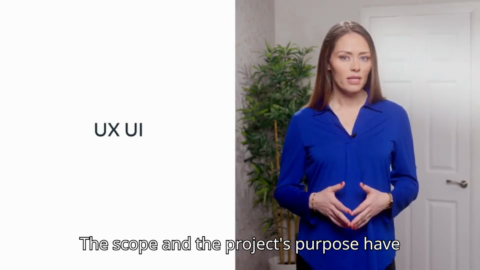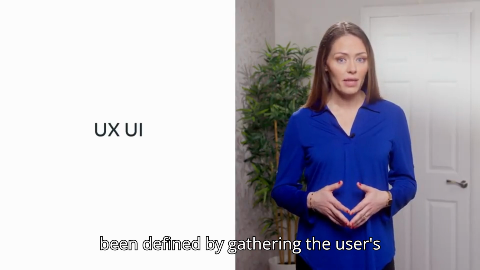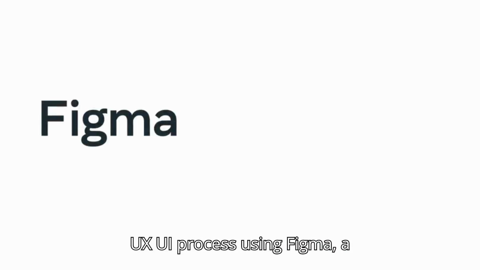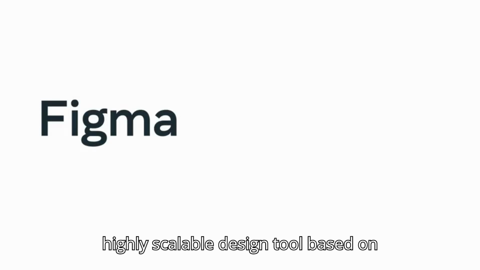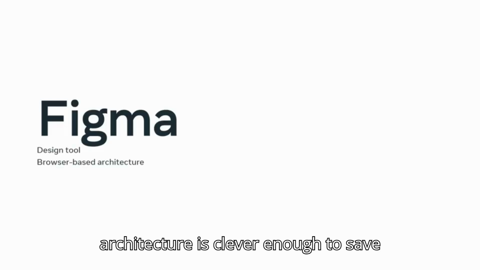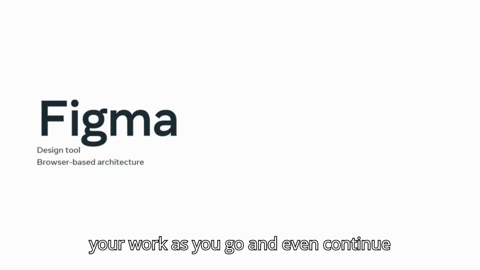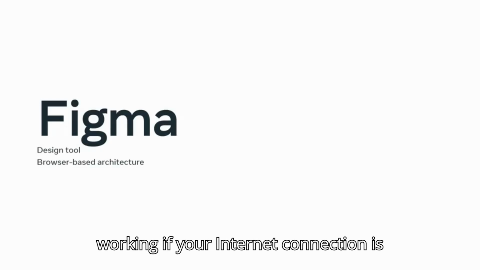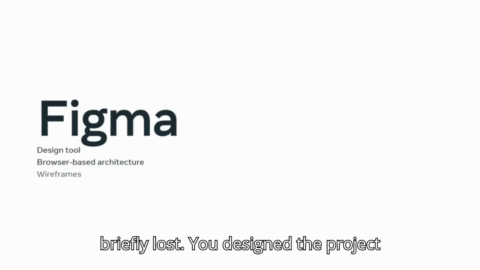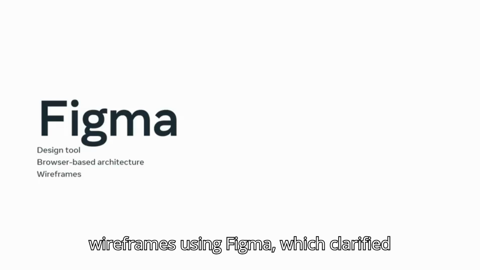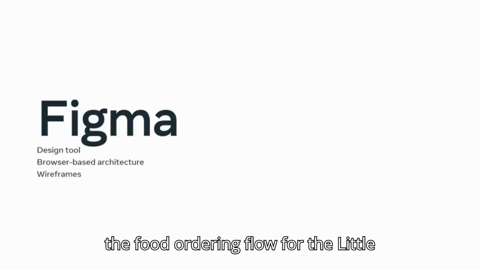The scope and the project's purpose have been defined by gathering the user's objectives and goals. You have begun the UX-UI process using Figma, a highly scalable design tool based on vectors. Its browser-based architecture is clever enough to save your work as you go and even continue working if your internet connection is briefly lost. You designed the project wireframes using Figma, which clarified the food ordering flow for the Little Lemon mobile app.